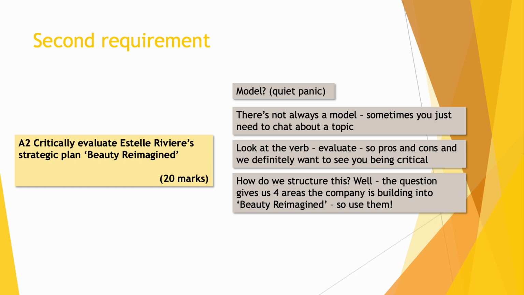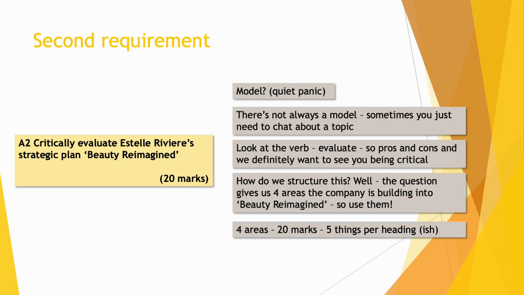Now, how do we actually structure this? Well, to be honest, the question gives us specifically 4 areas within Beauty Reimagined. There are 4 strategy threads in it. So it would probably make sense to look at each one of them one at a time. Now, not everybody did this. If you just came up with a big list of pros and cons about all of them, then that would work as well. You would still get the marks. But I think structuring it one at a time is probably the most sensible thing to do.